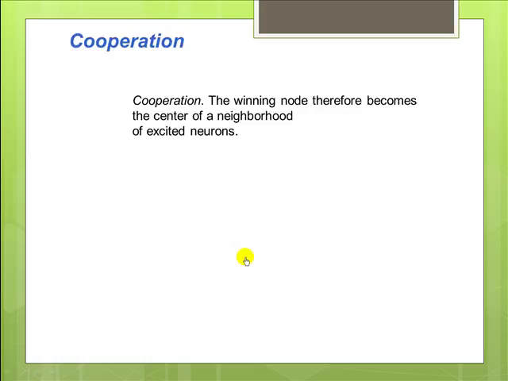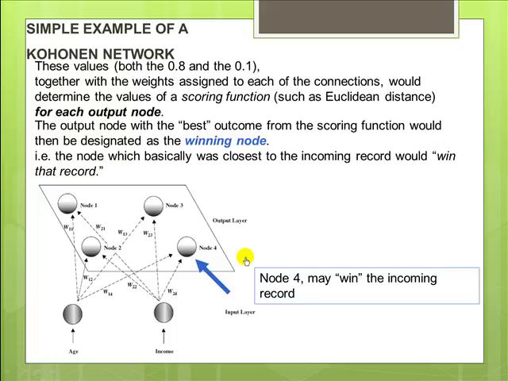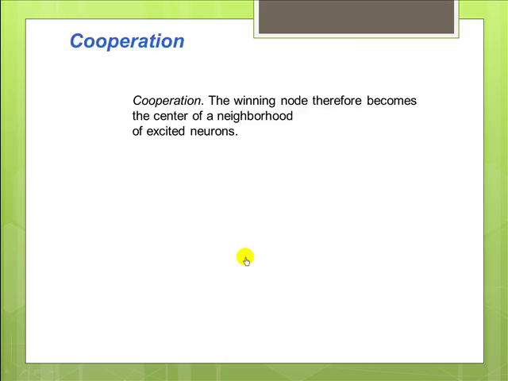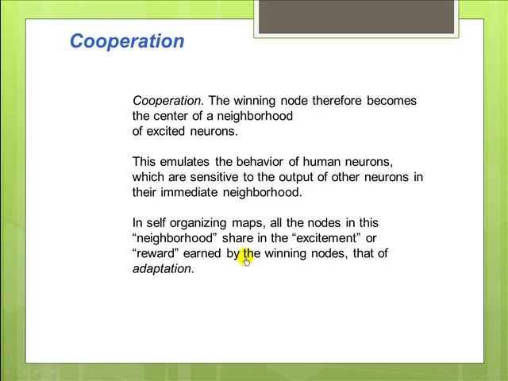Cooperation. The winning node therefore becomes the center of what's called a neighborhood of excited neurons. So we said that number 4 was the winner before. If there were more than just 4 nodes here, suppose there were 100 or 1,000, then the nodes around node 4 would be kind of excited. This emulates the behavior of human neurons, which are sensitive to the output of other neurons in their immediate neighborhood. In self-organizing maps, all the nodes in this neighborhood share in the excitement or the reward earned by the winning nodes, that of adaption.